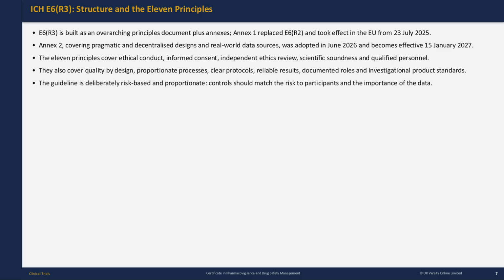E6R3 is built as an overarching principles document plus annexes. Annex 1 replaced E6R2 and took effect in the EU from 23 July 2025. Annex 2, covering pragmatic and decentralized designs and real-world data sources, was adopted in June 2026 and becomes effective 15 January 2027. The 11 principles cover ethical conduct, informed consent, independent ethics review, scientific soundness, and qualified personnel. They also cover quality by design, proportionate processes, clear protocols, reliable results, documented roles, and investigational product standards.